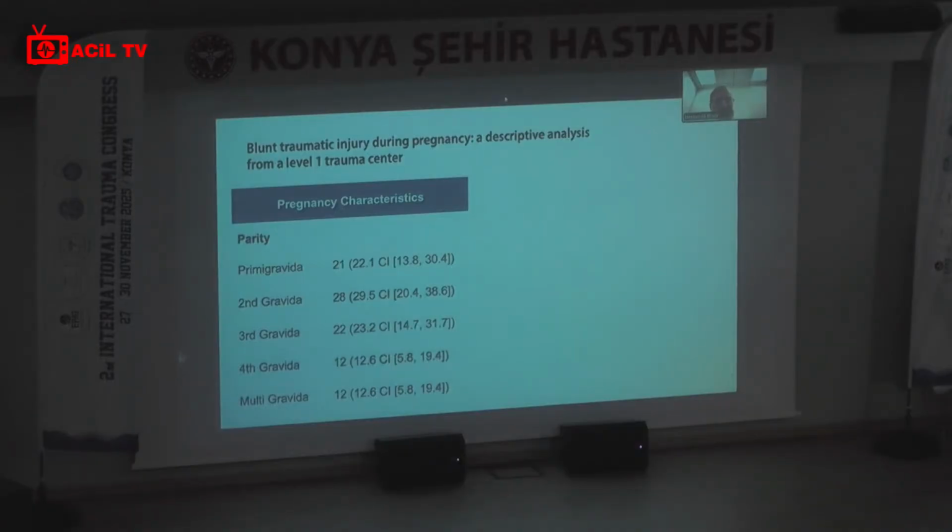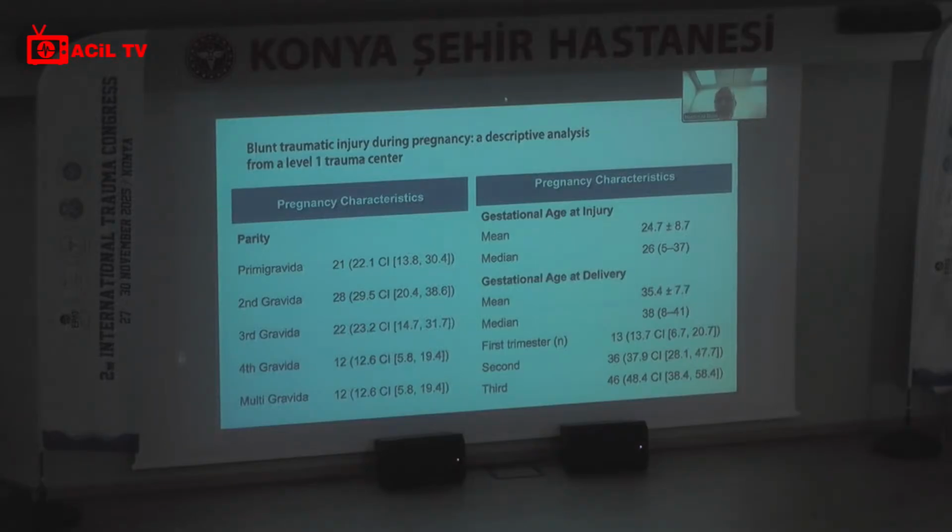In terms of characteristics of the pregnancy, the first pregnancy was present in 21 patients. Second pregnancy was in 28 patients. Third pregnancy was in 22 patients, and multigravidae were only 12 patients. The gestation age ranged 24 plus or minus 8.7 weeks, and the gestation age at delivery was 35.4 weeks.